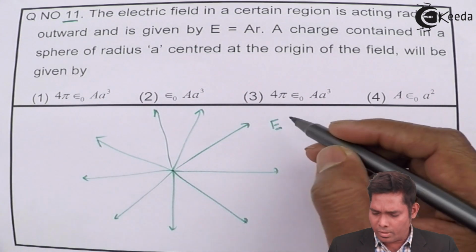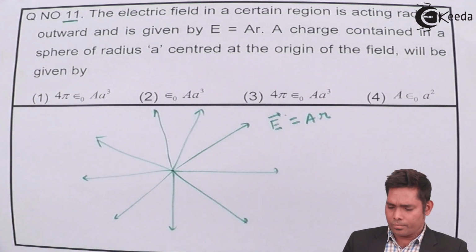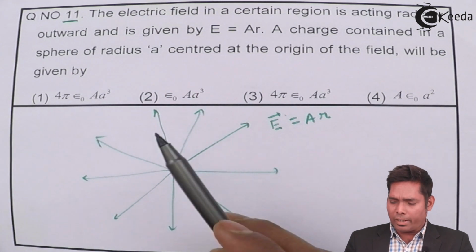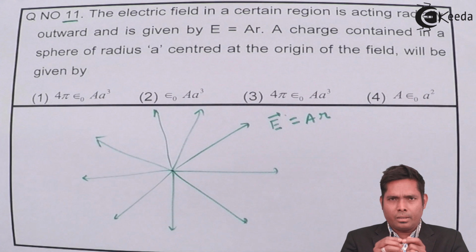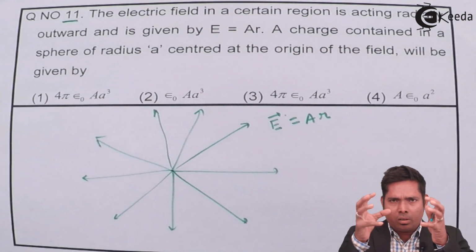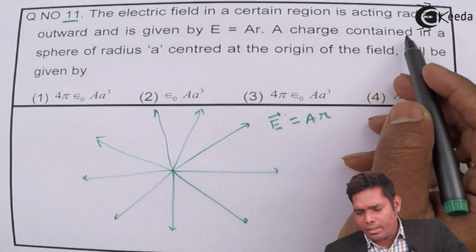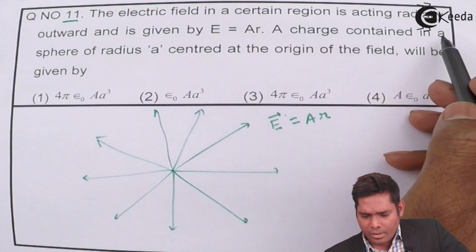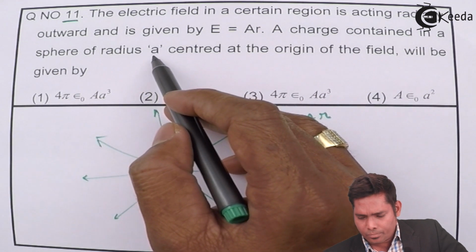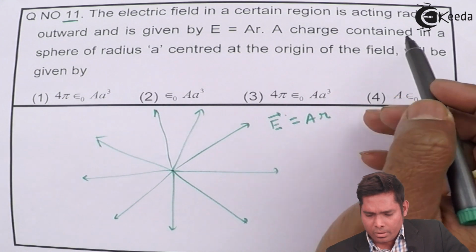This is electric field E and is given by A R radially outward in all directions. So it is in space. It's as if this electric field is originating from a point charge, radiating into the space. A charge is contained in a sphere of radius A, centered at the origin of the field.